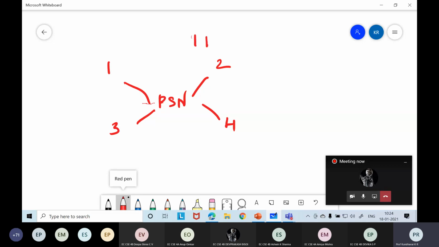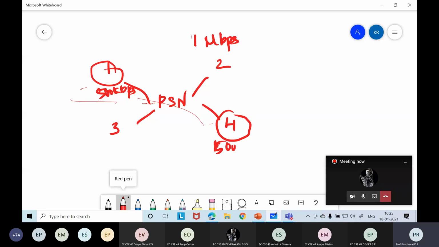Okay, so assuming the transmission rate for this link is 1 Mbps, in a packet switched network, the allocation is based on the demands. Suppose users 1 and 4 want to communicate. 500 kbps will be allocated here and 500 kbps will be allocated here. The remaining 2 don't want to talk, so they don't get anything, whereas that is not the case in circuit switched networks.